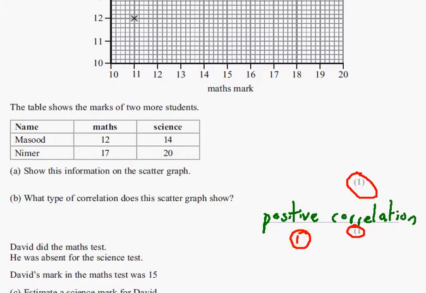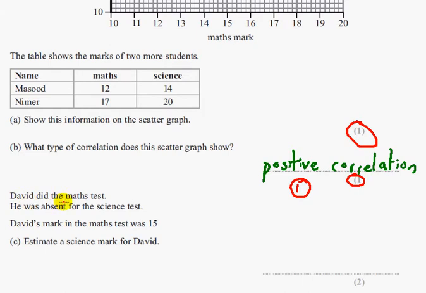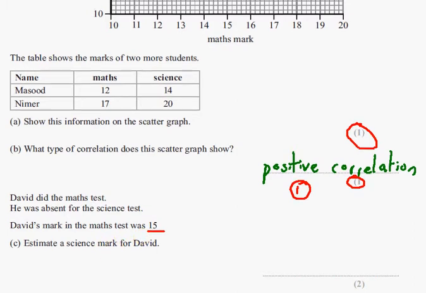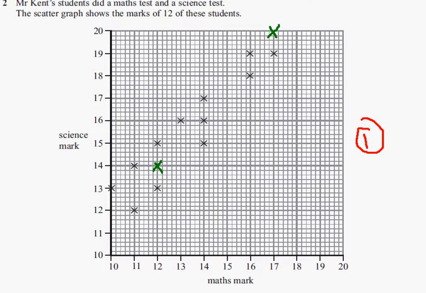Okay, so David did the maths test. He was absent for the science test. David's mark in maths was 15. Part C says estimate a science mark for David. Right, okay, so you got 15 for maths. If we look at the graph, we can draw a line of best fit if we wanted to. Somewhere along there with your ruler.